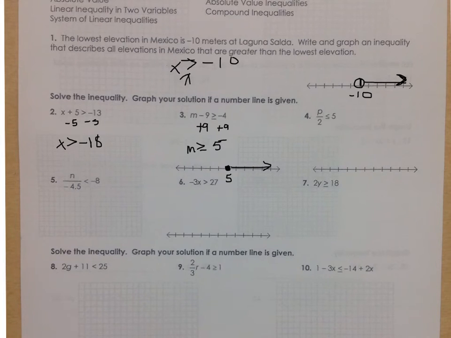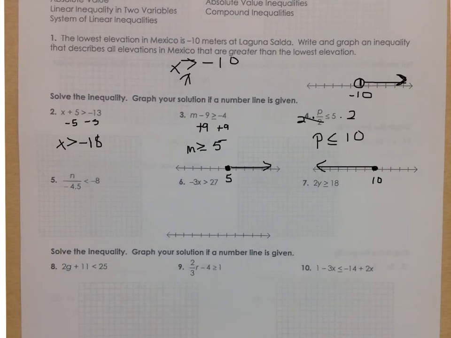Number 4, I have p divided by 2 is less than or equal to 5. Instead of dividing by 2, I'm going to times both sides by 2. Those two cancel, leaving me with p less than or equal to 10. So I'm going to have a closed circle here at 10, and this one is going to go to the left.